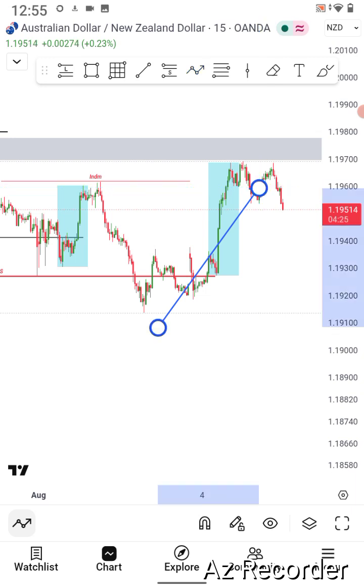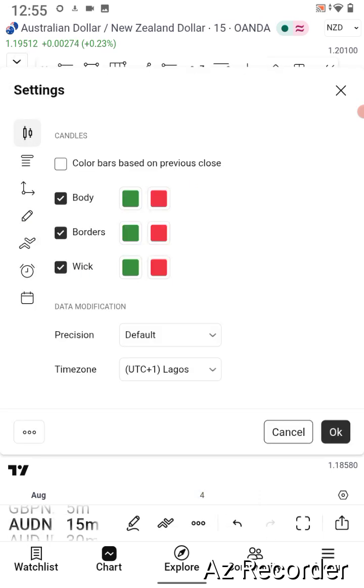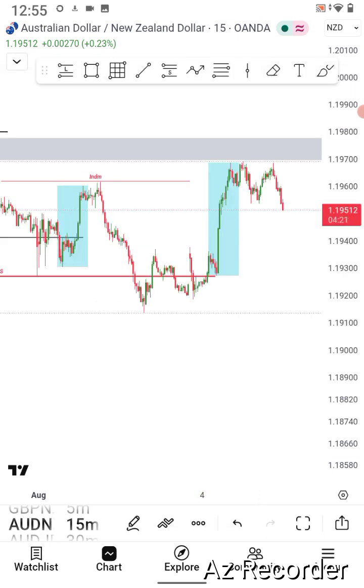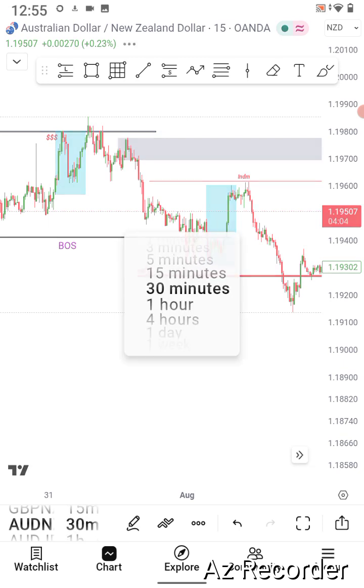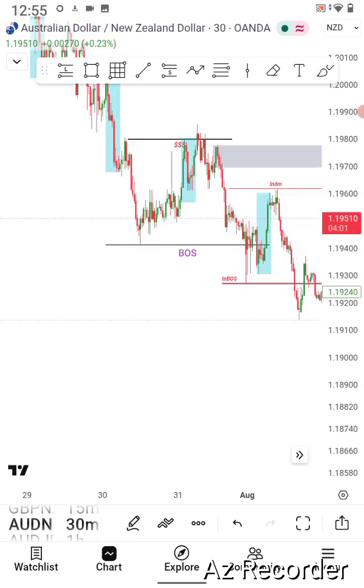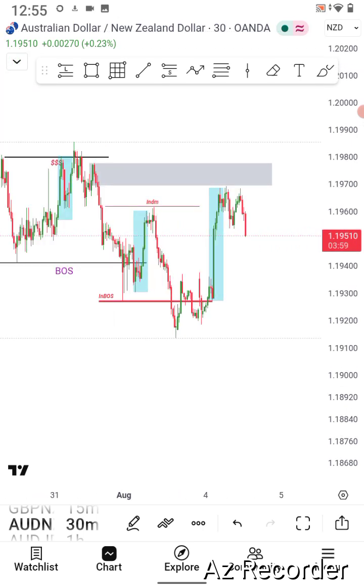So I now went to 30 minutes time frame. I wanted to see the other block here neatly. Here it's not so neat for me. I wanted to see it appear neat, a kind of. So what did I do? I went to 30 minutes time frame, and then it now appears better.